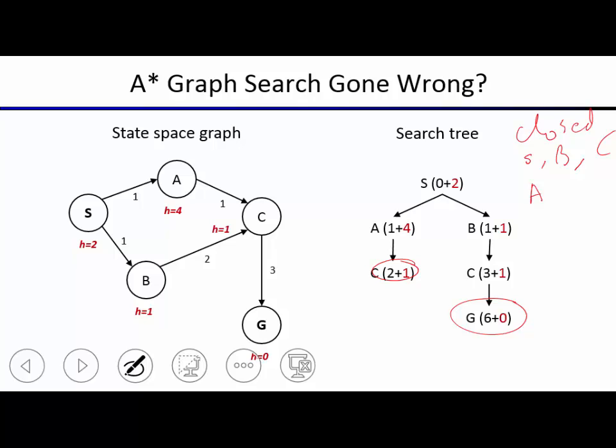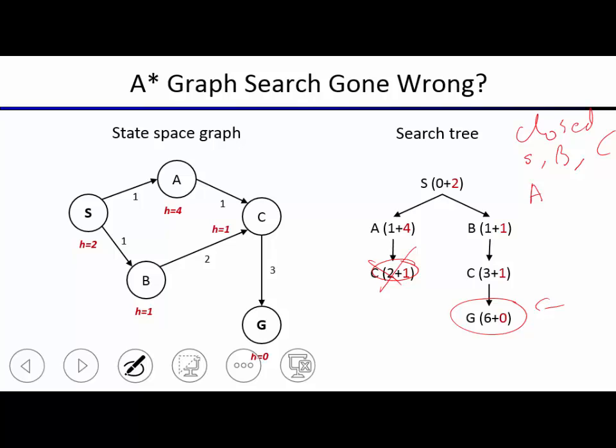Does it achieve the goal? No. Is C in the closed set? Yes. So we actually stop here. We don't expand because it's already been expanded before. And then we go back, see what's in our fringe, just this node over here. Does it achieve the goal? Yes. And we declare success.